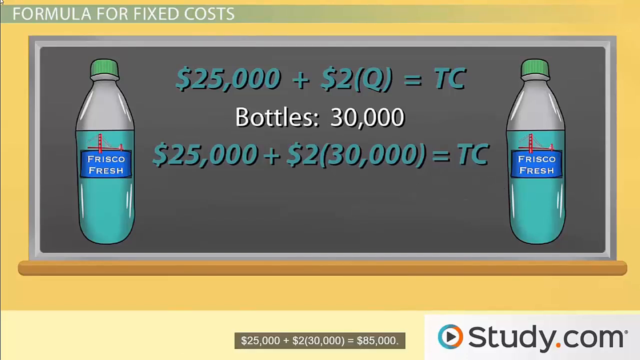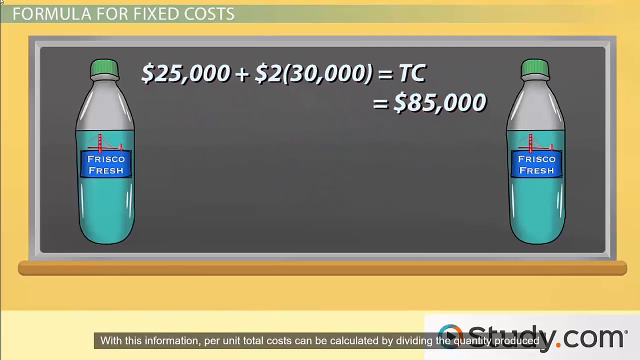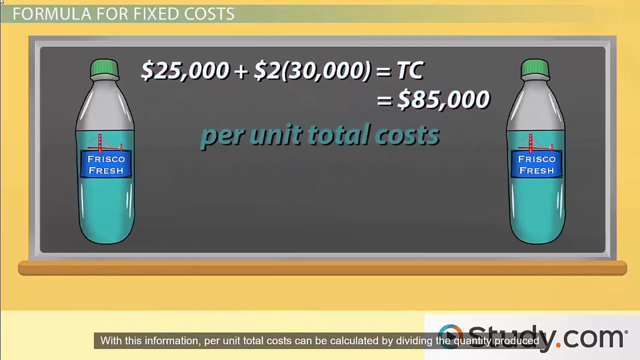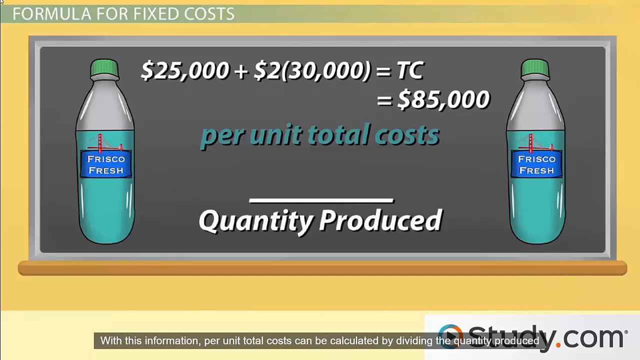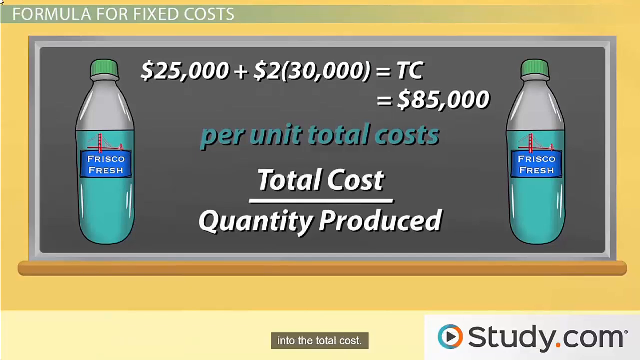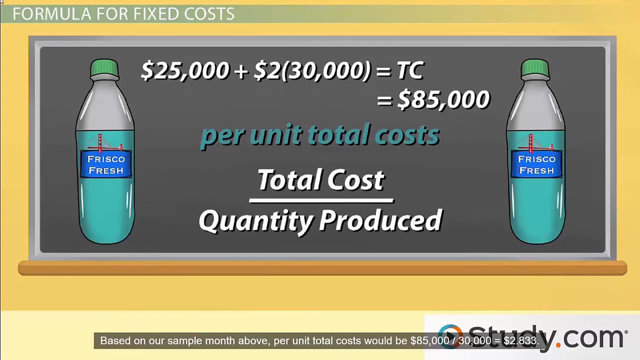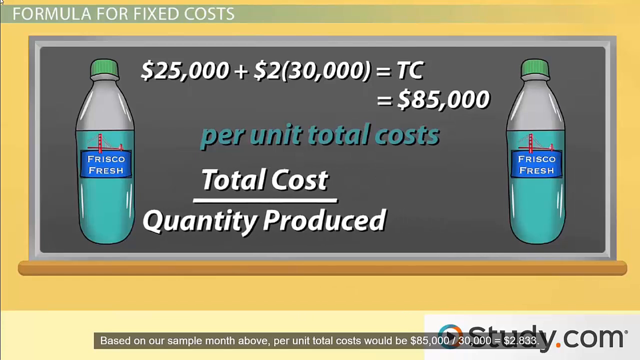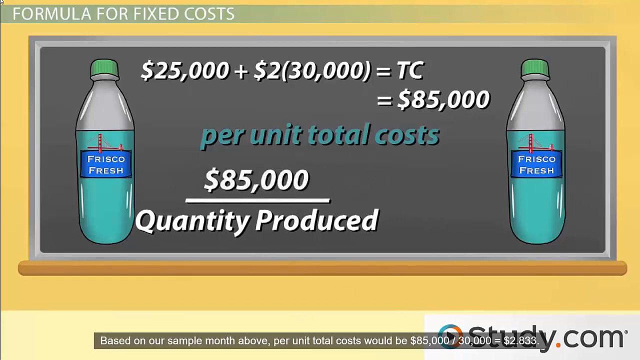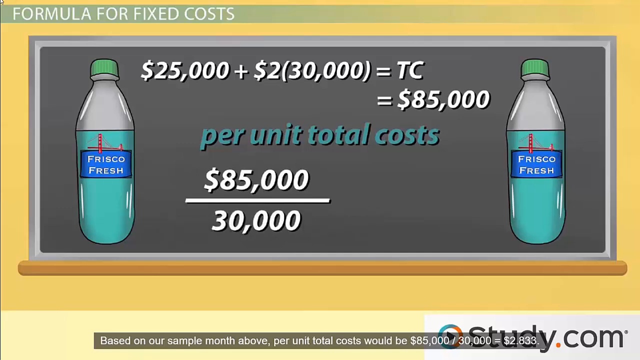$25,000 plus $2 of $30,000 equals $85,000. With this information, per unit total costs can be calculated by dividing the quantity produced into the total cost. Based on our sample months above, per unit total cost would be $85,000 divided by $30,000 equals $2.833.